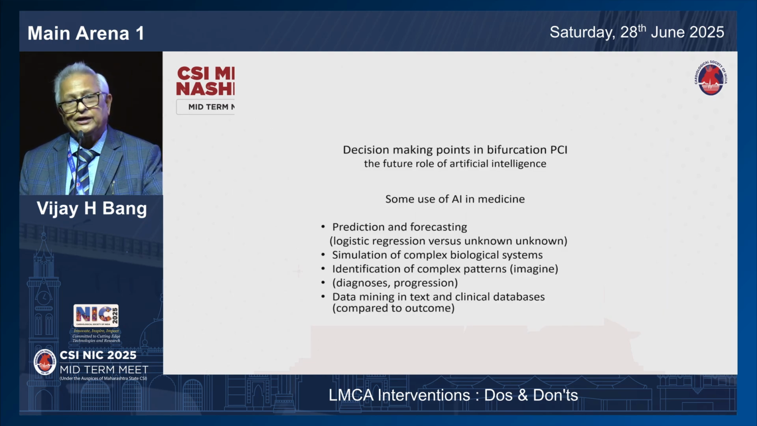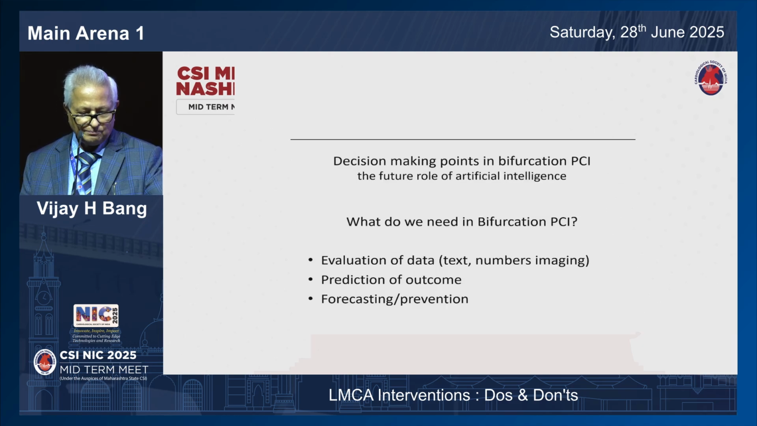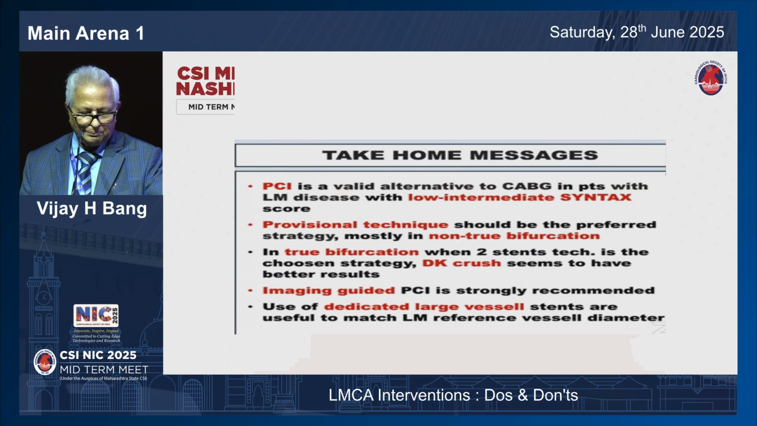So in decision making, tomorrow AI-based imaging may help us in guiding what the value of the side branch is, whether it requires two stents or one stent. So we are sure that artificial intelligence will help in this regard. Even in the evaluation of data, it helps: the bifurcation data, whatever angioplasties have been done, the data can be evaluated.